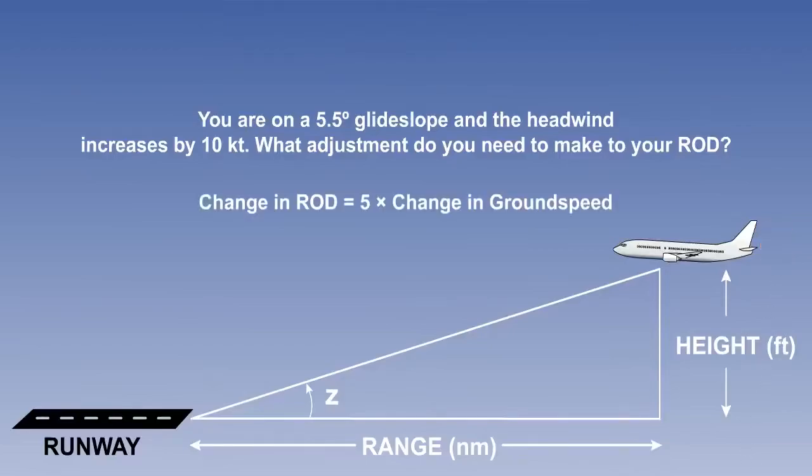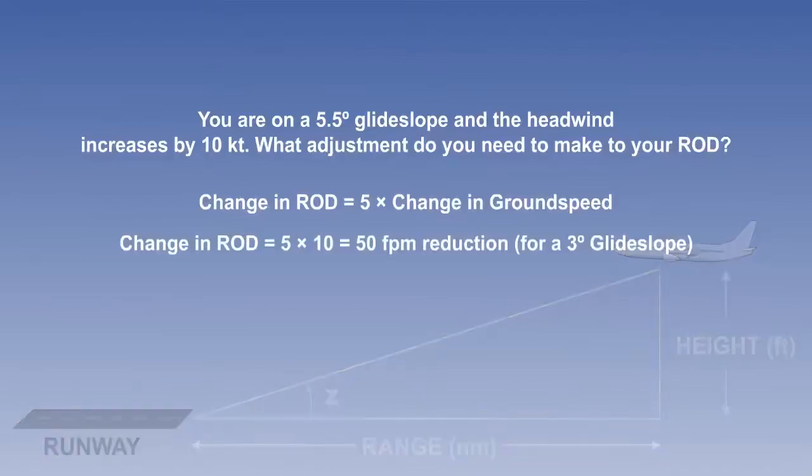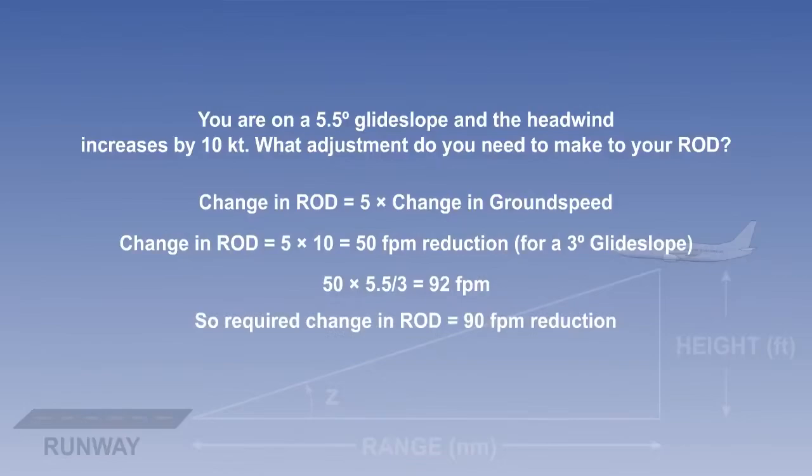If the headwind increases by 10 knots, the ground speed has reduced by 10 knots. 5 times 10 would be a 50 feet per minute reduction for a 3-degree glide slope. However, we have a 5.5-degree glide slope, so we have to multiply by 5.5 and divide by 3. This gives a required rate of descent reduction of about 90 feet per minute.